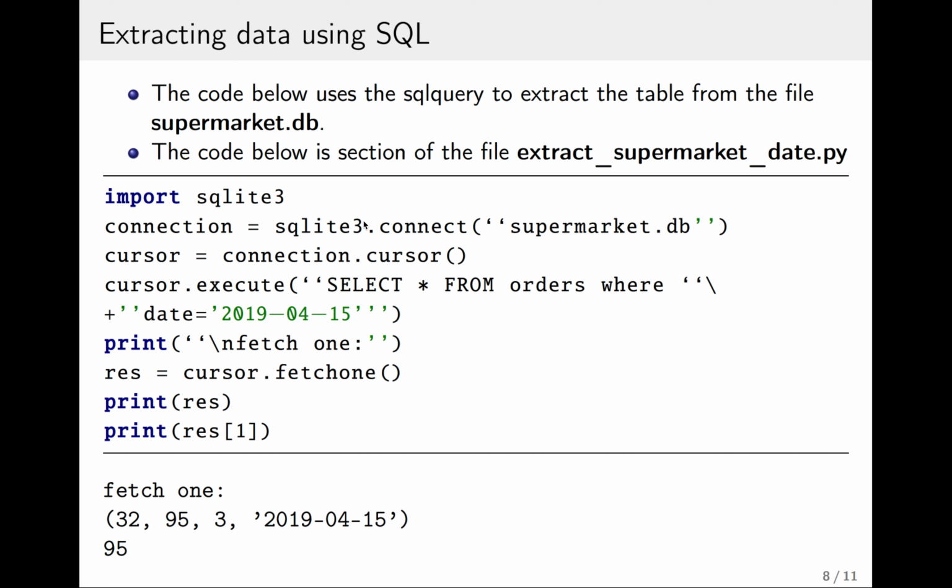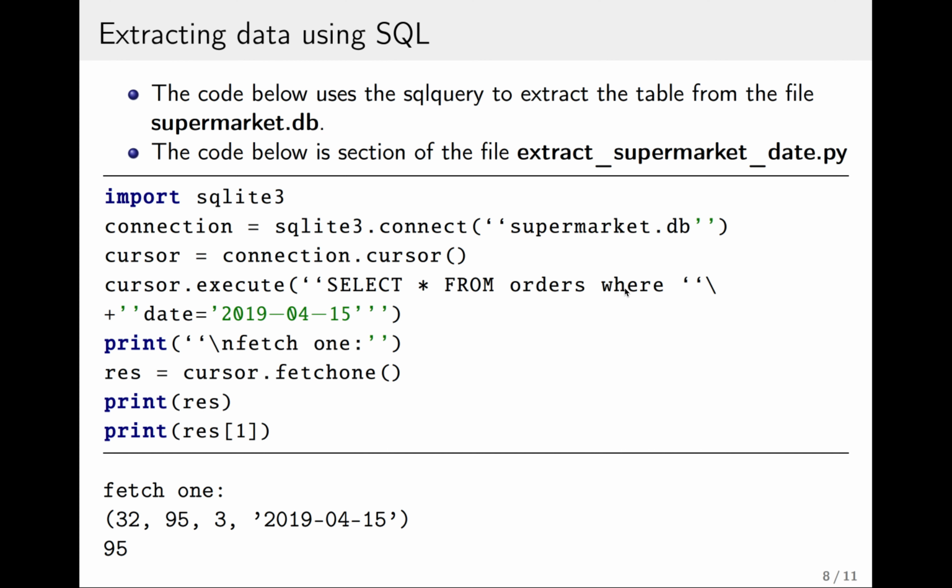So what we're going to do is read supermarket.db, which is the file containing the database. And we want to run an SQL command. So as before, we connect to it, and then we run. So here's the actual SQL command, select star from orders, and then you can also put conditions on it. So we're selecting everything from the orders table where date equals 2019 4th of 15, so the 15th of April in 2019.